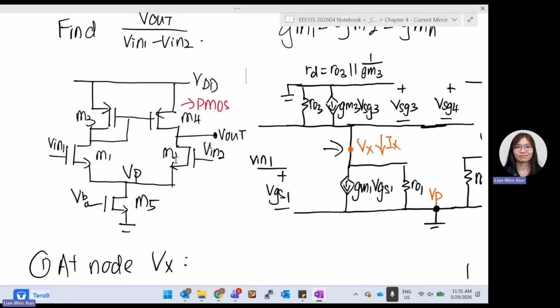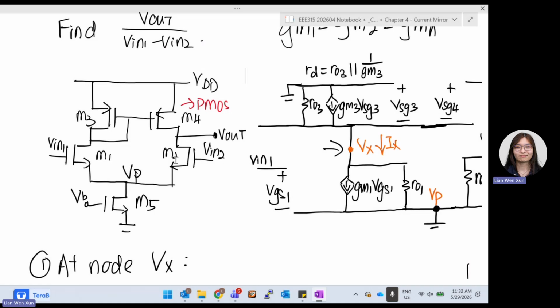Source and source, we know they are connected, M1 and M2. So we can straight away connect that. And then usually at the drain to source, we will have the current source. So we draw it the other way around. This is my GM2, VGS2. And my R02 is over here. This gate is your VIN2. Here is your VGS2. And here, you just write it as a virtual ground, VP.